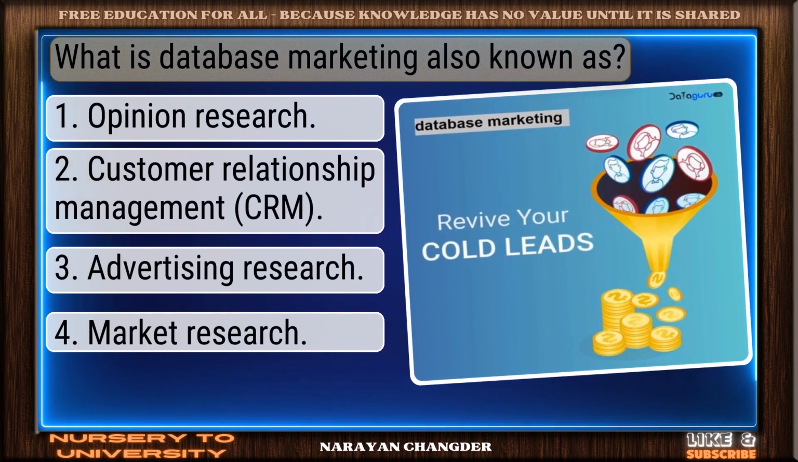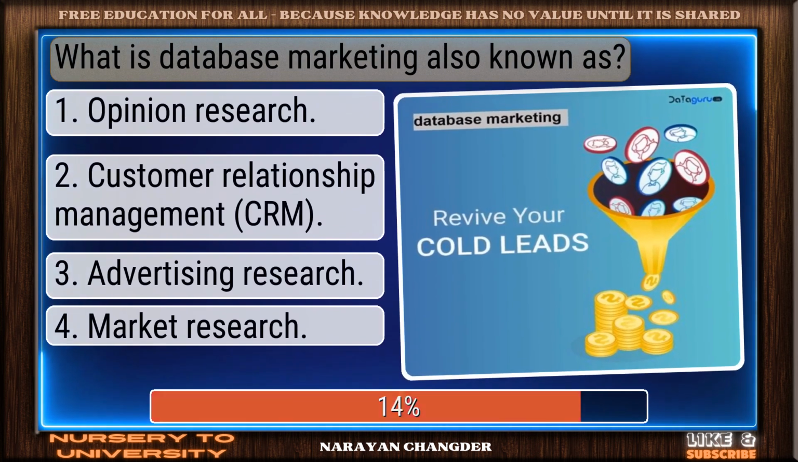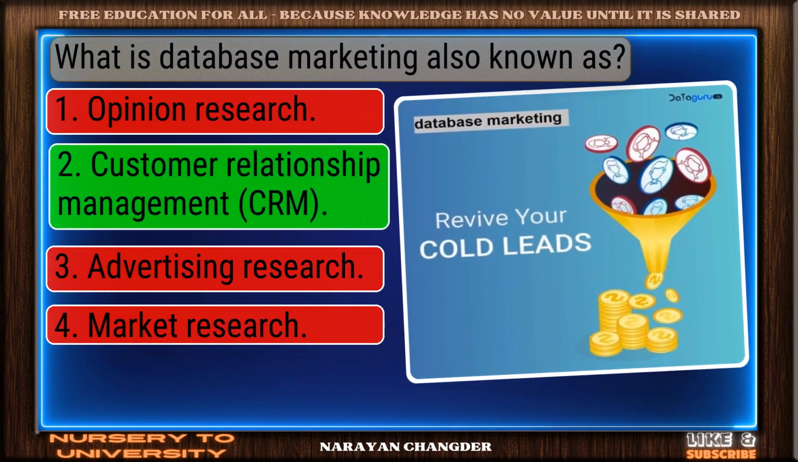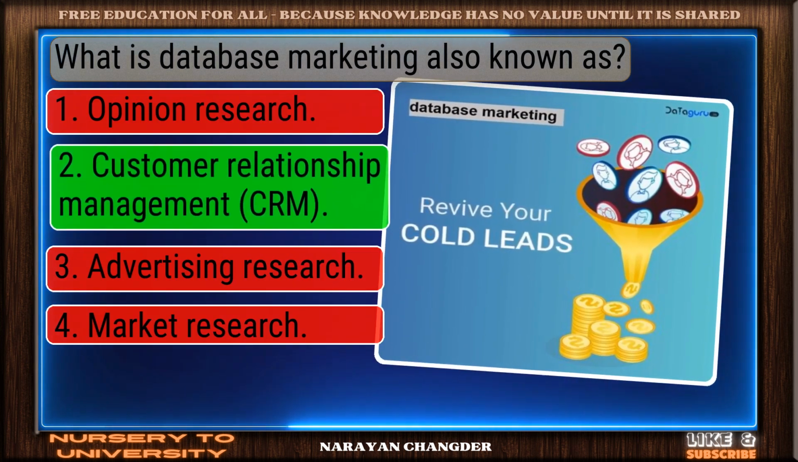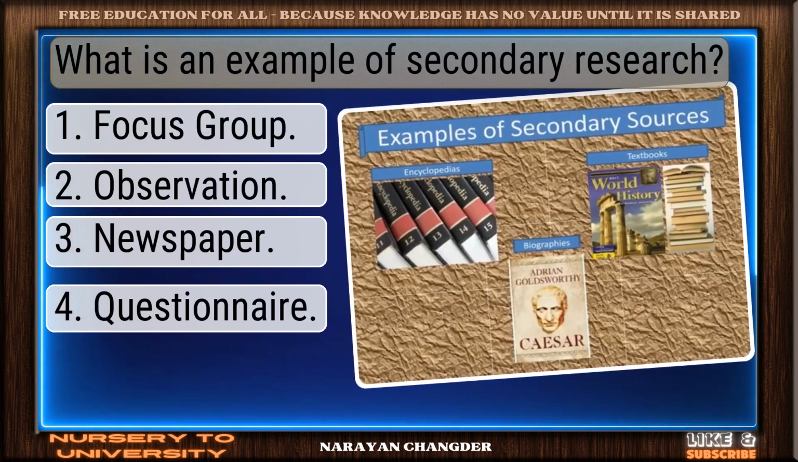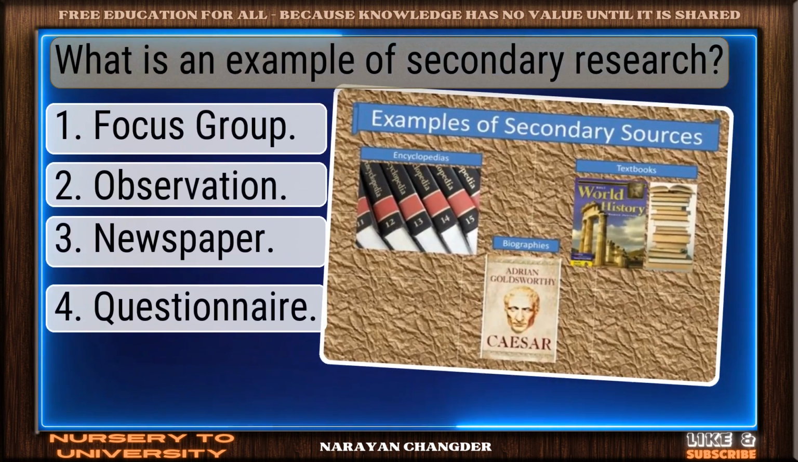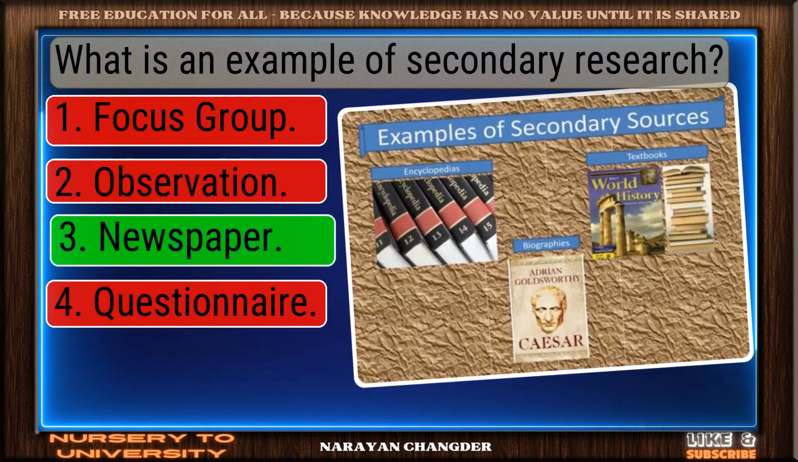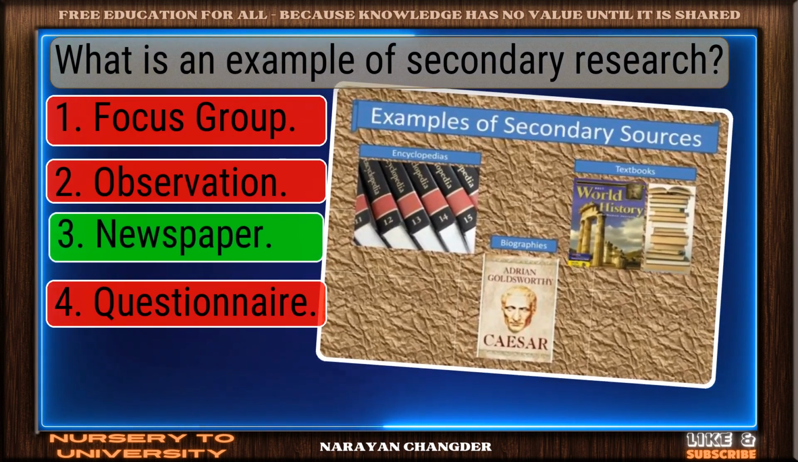What is database marketing also known as? Good thinking. Customer relationship management is the right answer. What is an example of secondary research? Smart pick. Newspaper is the correct choice.